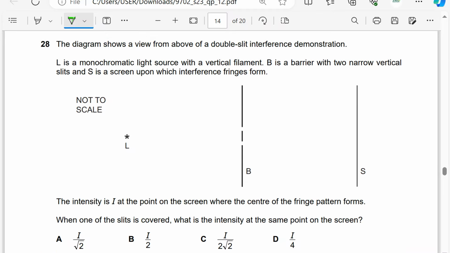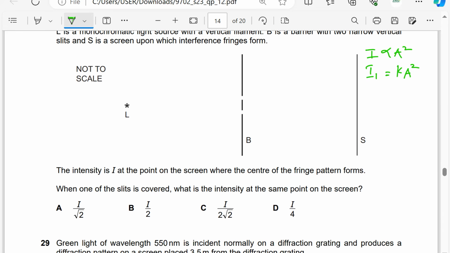Just to remind ourselves, we know that intensity is directly proportional to amplitude squared. That means intensity, I'll call it I1, is going to be equal to a constant times the amplitude squared initially. The intensity is I at the point on the screen where the center of the fringe pattern forms. When one of the slits is covered, what is the intensity at the same point on the screen?